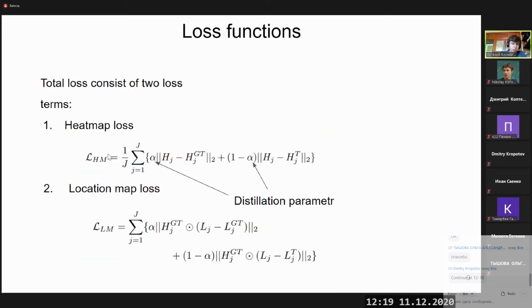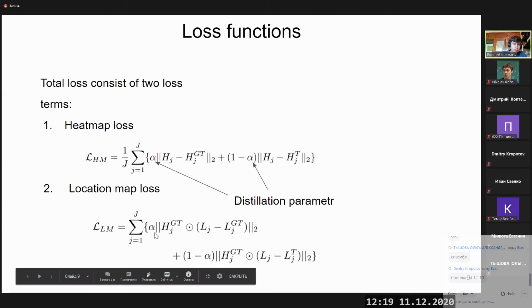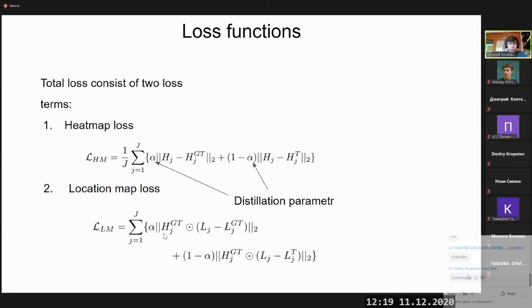Here are depicted the loss functions that they use. They use a loss function between heat maps on a two-dimensional image, a simple L2 norm with distillation parameter alpha. Also, they use a loss between key point locations, and they also use distillation parameter alpha, and they use heat map predictions as weights.